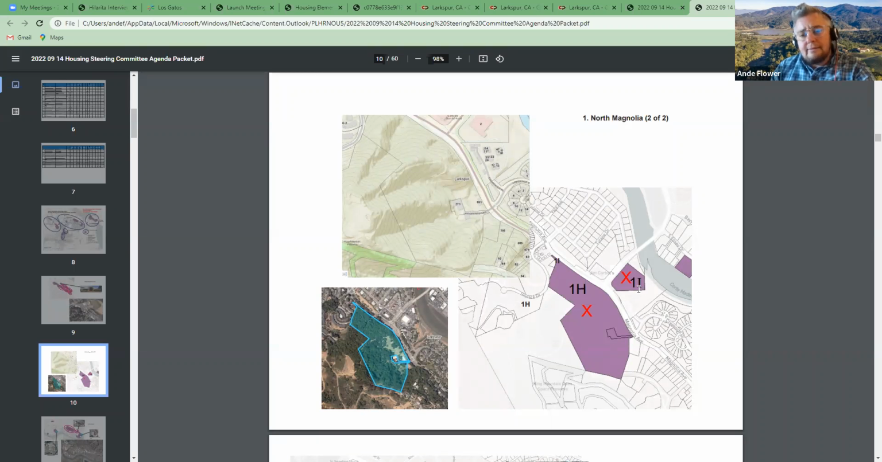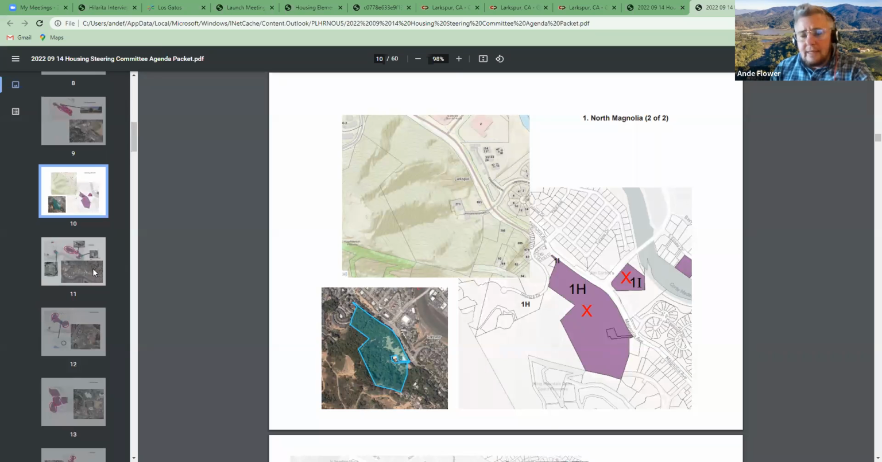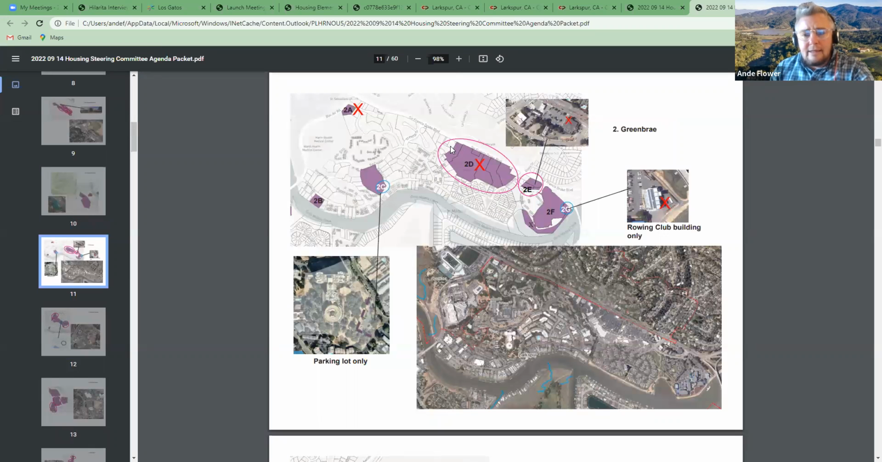1I is a pretty well-functioning, apparently, medical facility, and even the parking lot seems mostly full on most days. So that seemed like a less likely candidate. 2D, we've kind of known from the beginning, this is the Bonaire Shopping Center. We've known from the beginning that wasn't a site that made a lot of sense, in large part because there isn't property owner interest. It does make sense for a whole lot of other reasons.